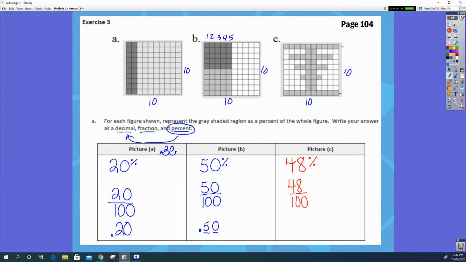And as a decimal, I'm going to the hundredths place, tenths, hundredths. We had 48 hundredths. So there it is as a percent, a fraction, and a decimal.